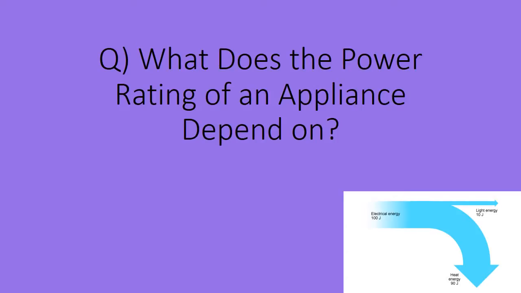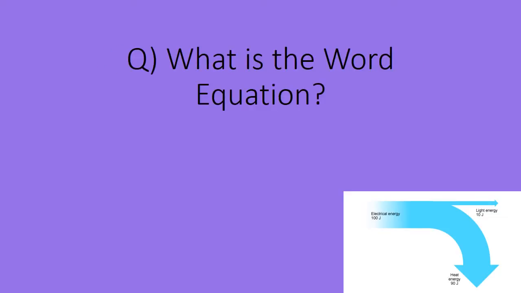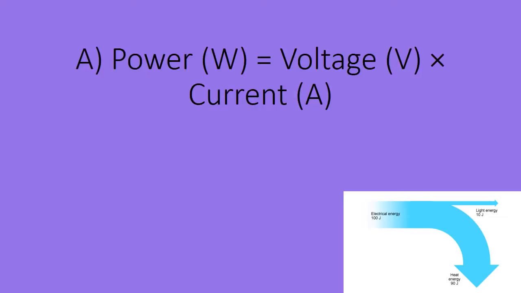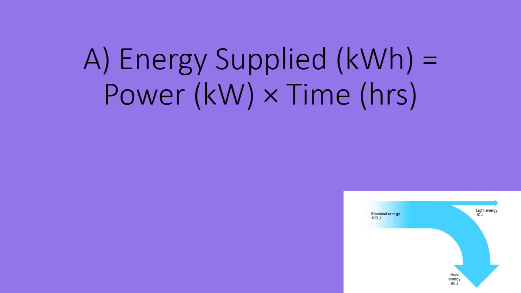What does the power rating of an appliance depend on? Voltage and current it is using. What is the word equation? Power equals voltage times current. What is the word equation for energy supplied? Energy supplied equals power times time.